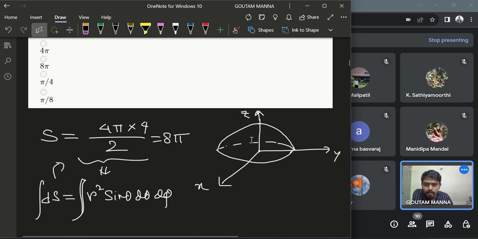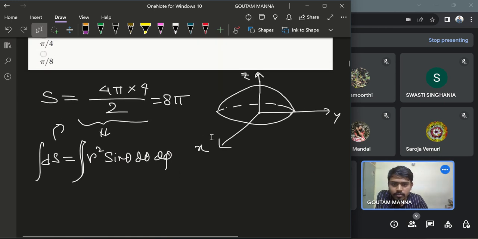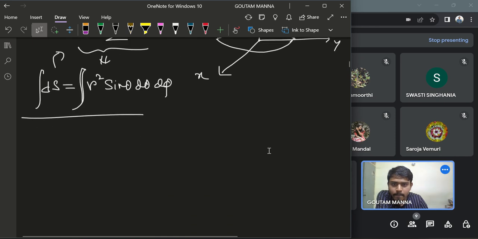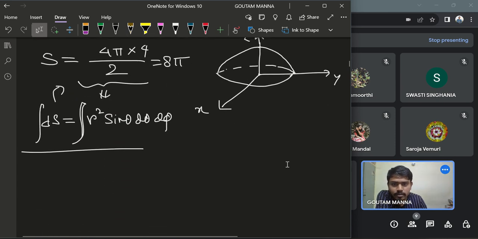So let me do that also, because that is what we are taught in the class, so we should do some application of that. But if this comes in the exam, you just do it in this way, write it by, it's fine.